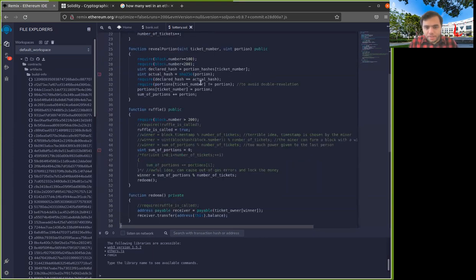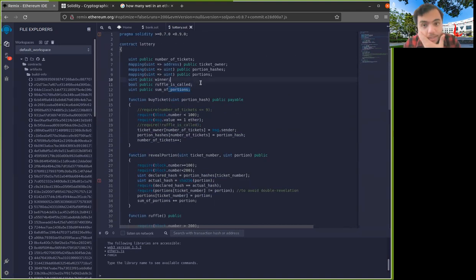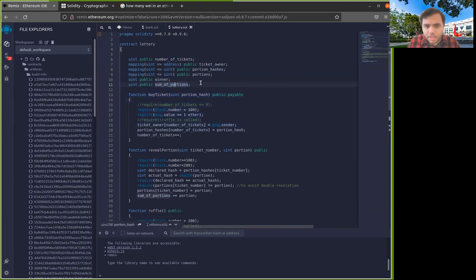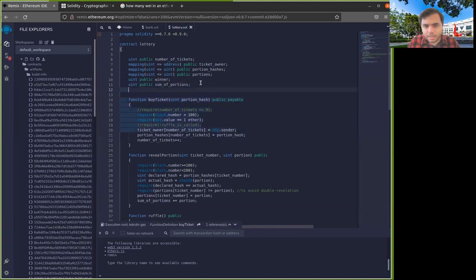Okay? So let's see how we can implement this. So I have the number of tickets, I have the tickets owners, the portion hashes, the portions, the winner. Okay, I'm not using the raffle is called anymore. And I have sum of portions. And okay, what else would I have? Well, as I said before, I will have some maximum number of tickets, right? Maximum number of tickets. And let's say it's 10 for now.